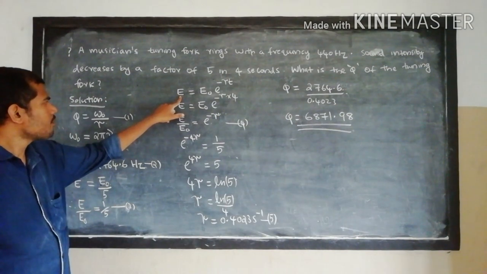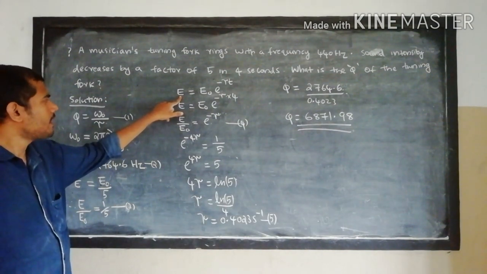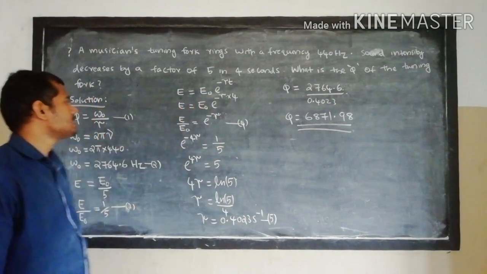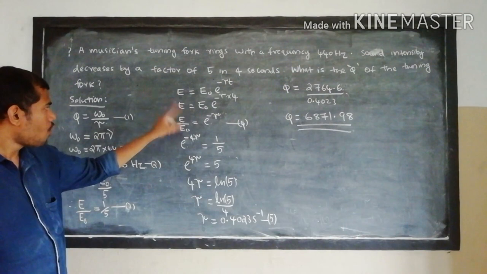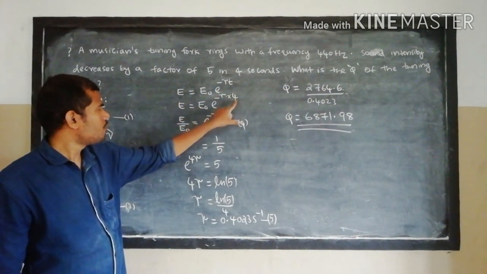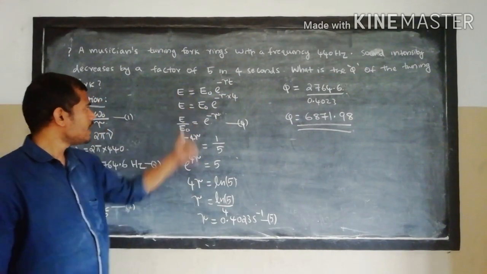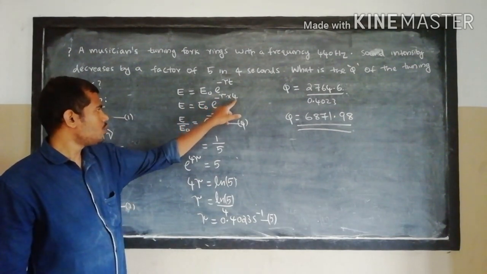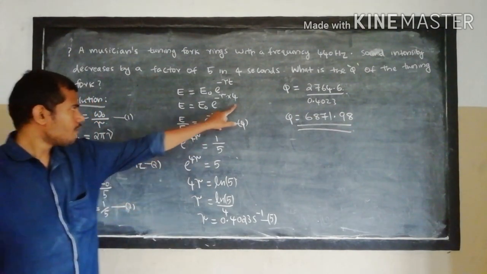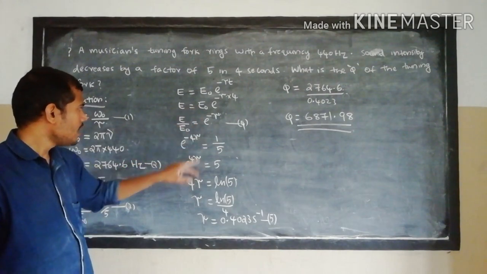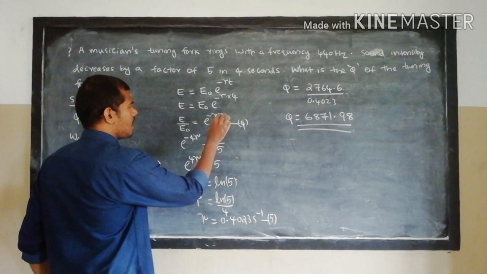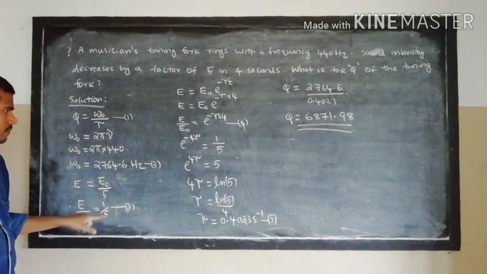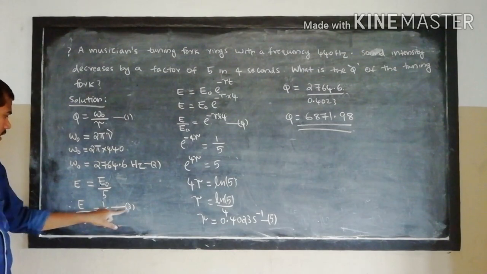Now, we know the equation for energy in the case of a damped harmonic oscillator, which decreases exponentially. The equation is E is equal to E0 e raised to minus gamma t. Here, after 4 seconds, we can put 4 in place of t, because after 4 seconds energy is reduced to 1 by 5 times, as given in the question. Therefore, E is equal to E0 e raised to minus gamma into 4. Therefore, E by E0 is equal to e raised to minus 4 gamma. E by E0 is 1 by 5, which is given in the third equation.